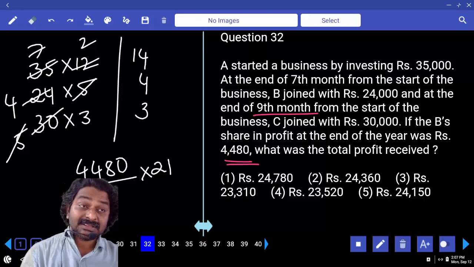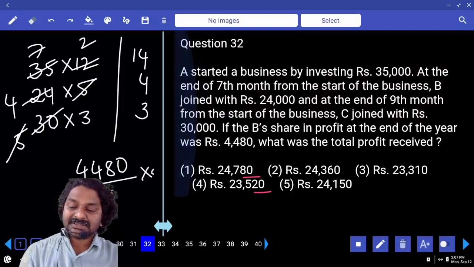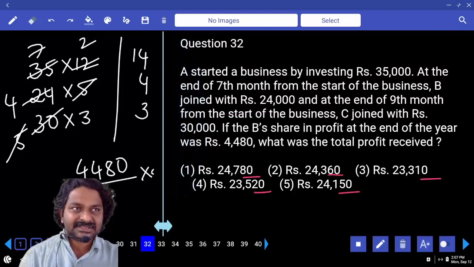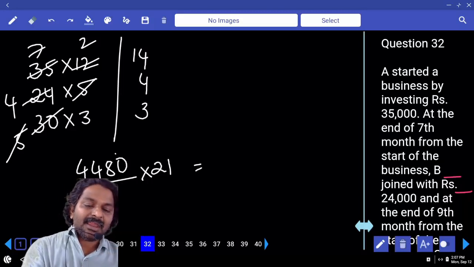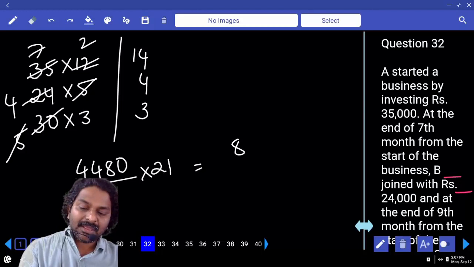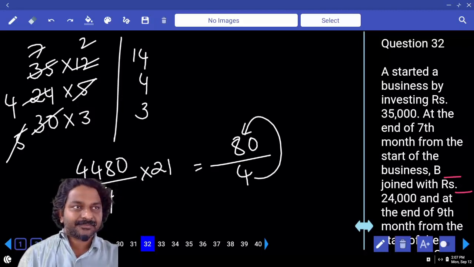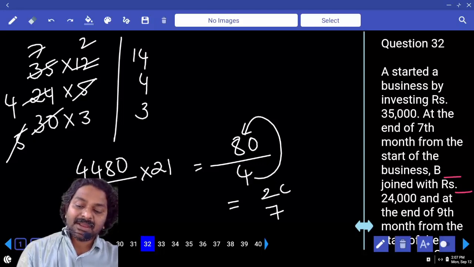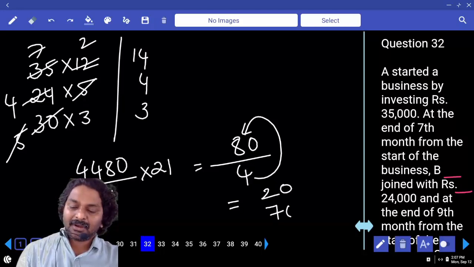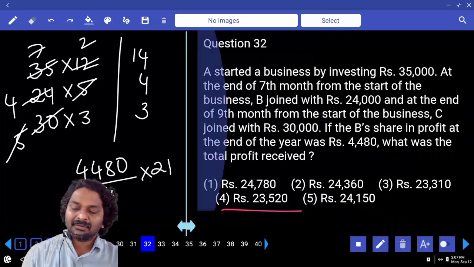Clear? Last digit verification. Options are having different last 2 digits. Last digit is 0 anyway. Yes, we have a 0 here. Forget about it. 8 into 1 ends with 8. Denominator 4, so you have a 0 here. 4 into which number ends with 8? Either 2 or 7. The answer may end with either 20 or 70. Clear? Now how many options are there? Only one. 23,520.